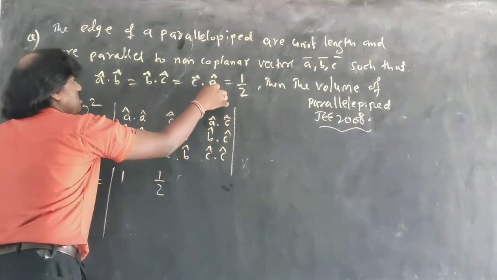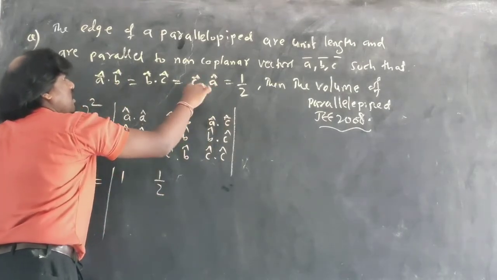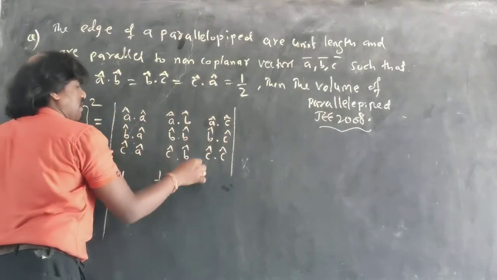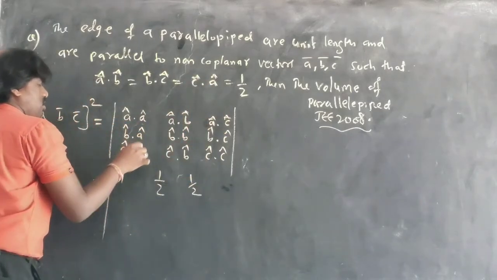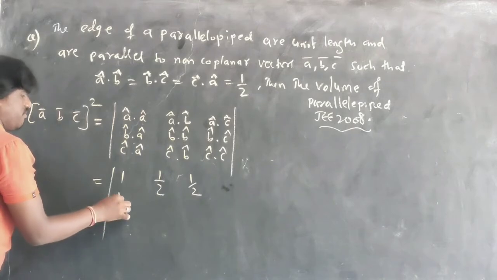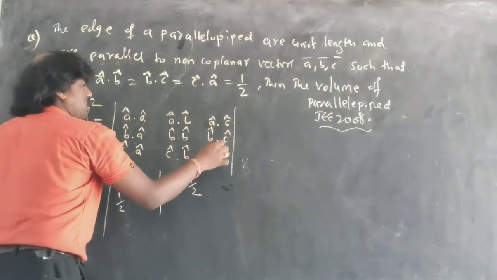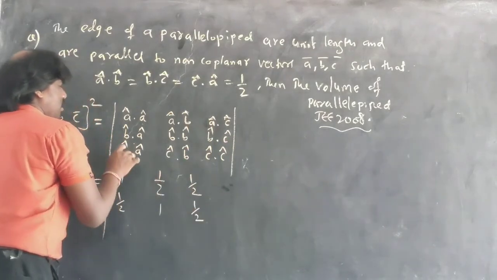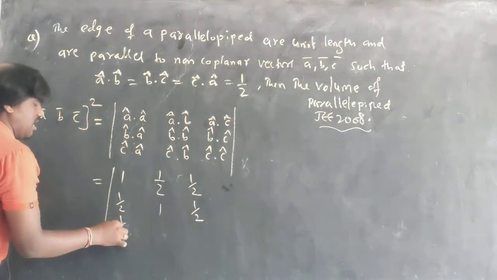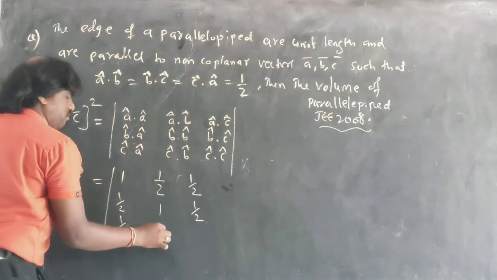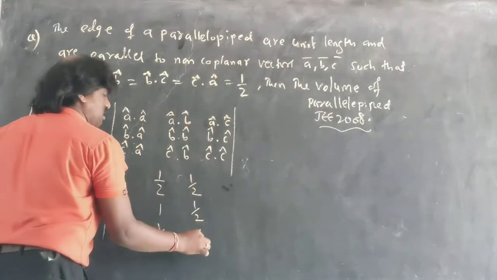A dot C and C dot A are both equal, and this value is a half. And B dot A is half. Here B dot B will be 1. B dot C will be half. C dot A will be half. C dot B will be half. C dot C, that value is 1.